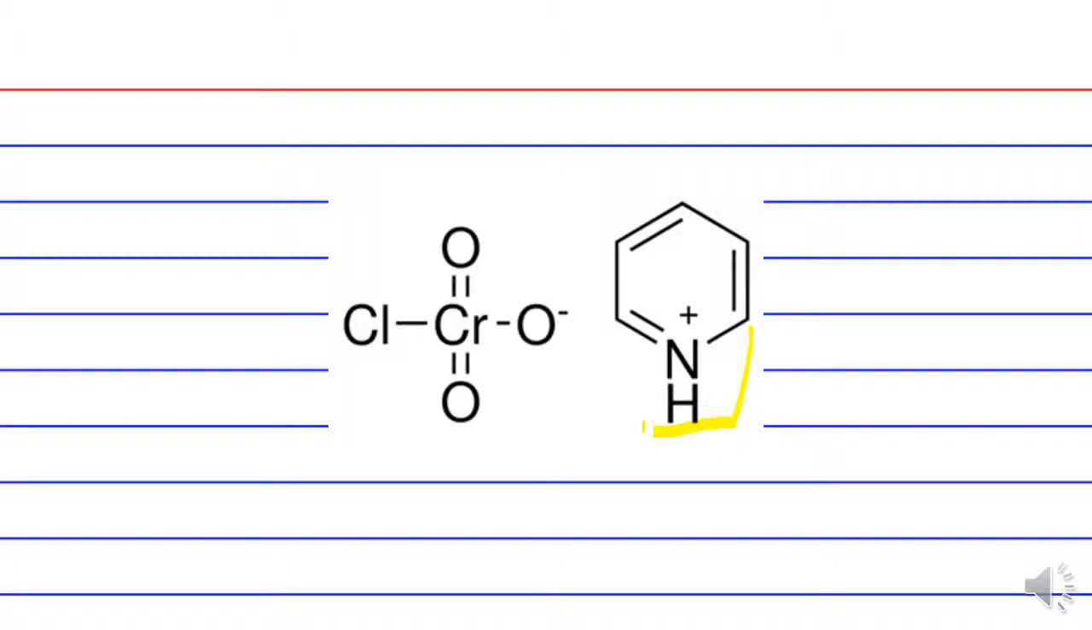And you can kind of see that's like a nitrogenous base because it's an aromatic cyclic compound with an amine group within it. And then here goes the chloro and then the chromate anion portion.